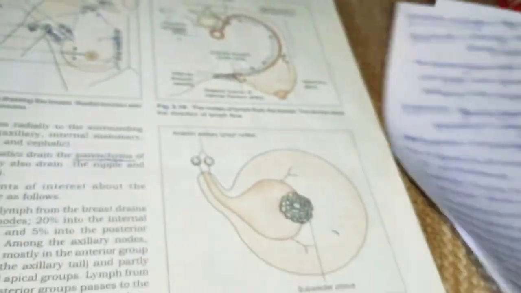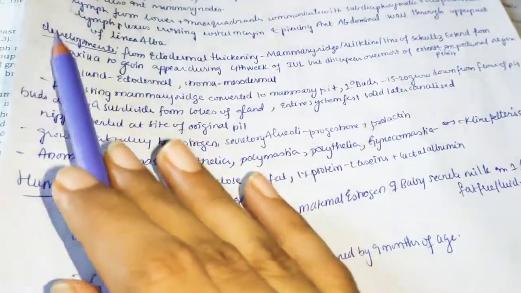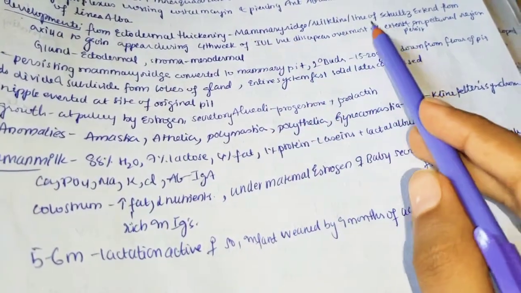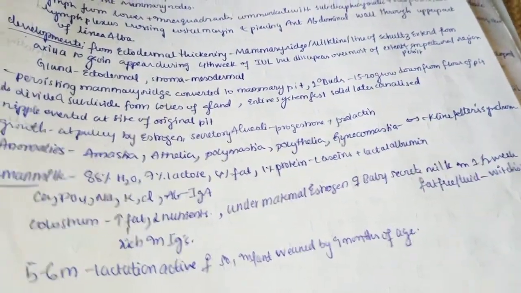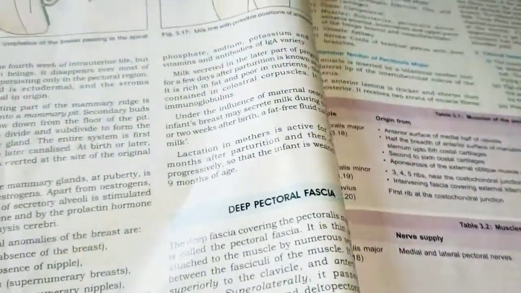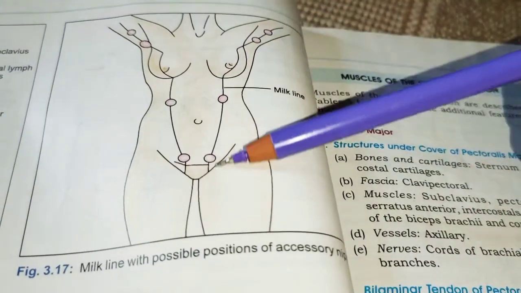So mainly how our breast is developing. Here you can see breast development is mainly from ectodermal thickening, that is also called the mammary ridge, milk line, or line of scalp. I will show that line, you'll understand it. If you see this diagram, you can appreciate the milk line, right?